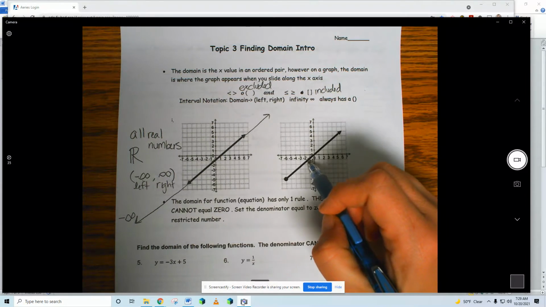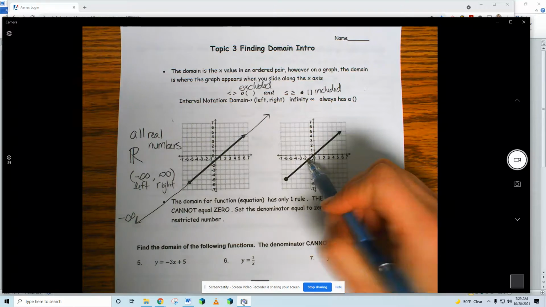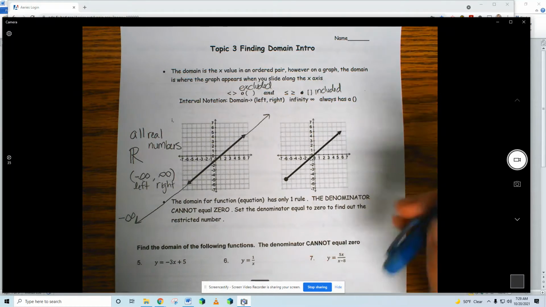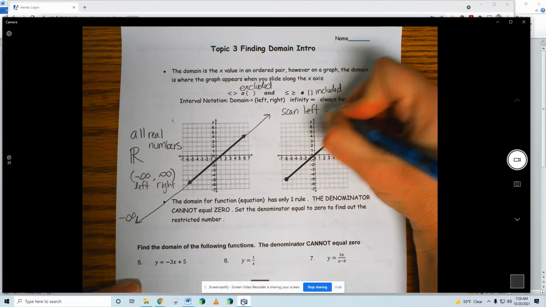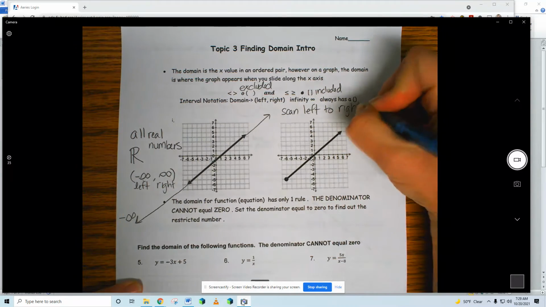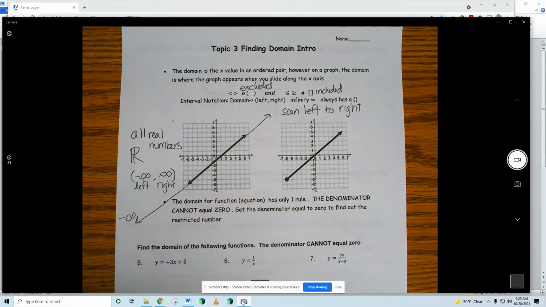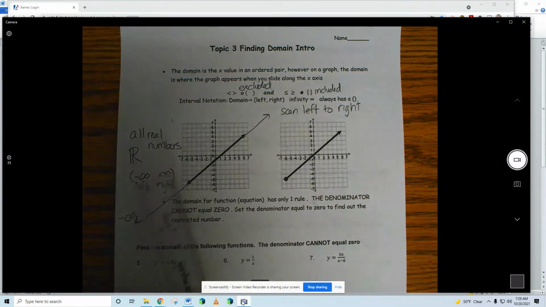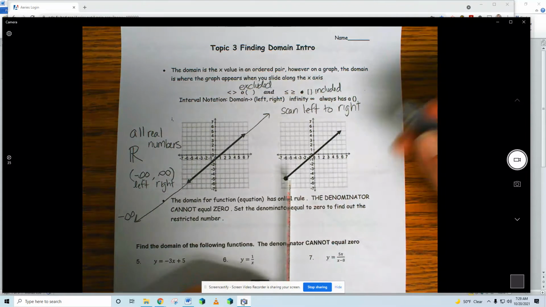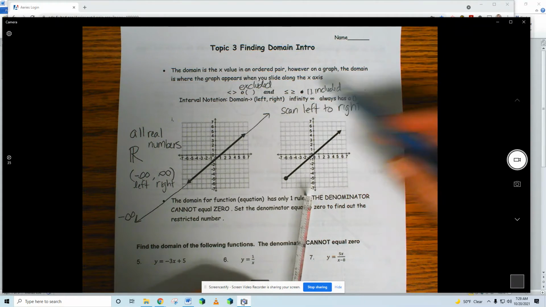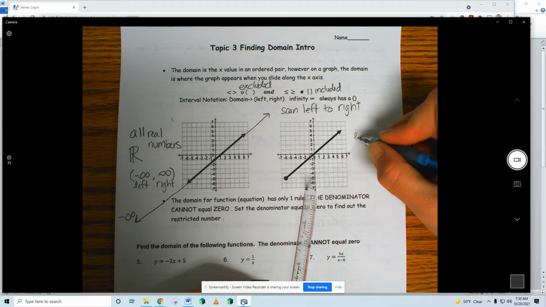Now, this graph right here, I've got a closed circle. So, I'm going to scan left to right with my ruler or my pencil or something. So, this domain starts at, what is this line that it starts at? Negative 6, do you see that? And this negative 6 is a closed circle. The closed circle means a bracket. So I'm going to say from left, negative 6 with a bracket around it.